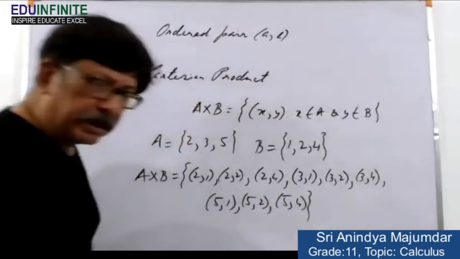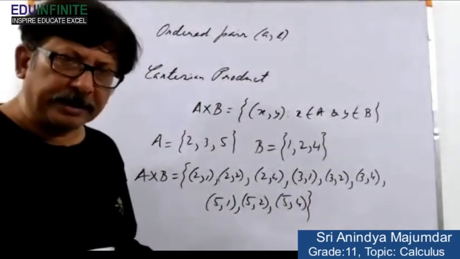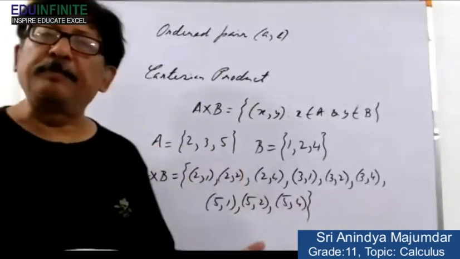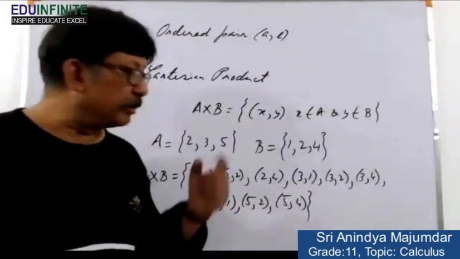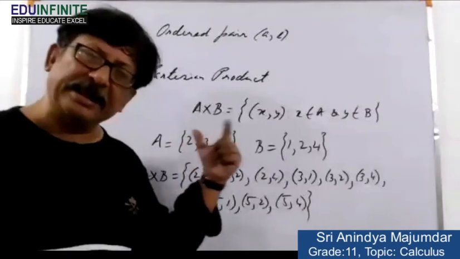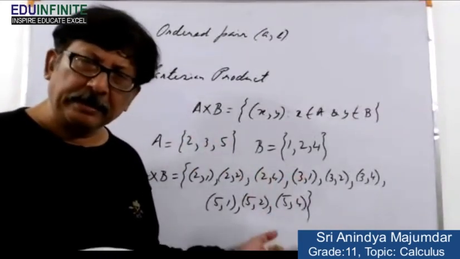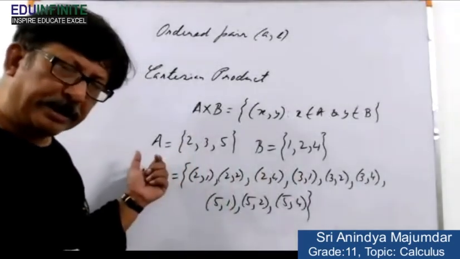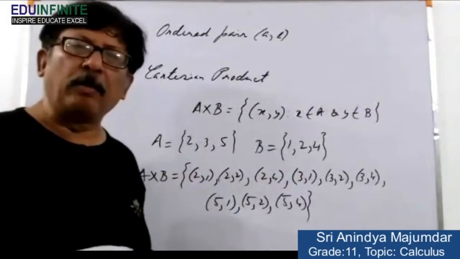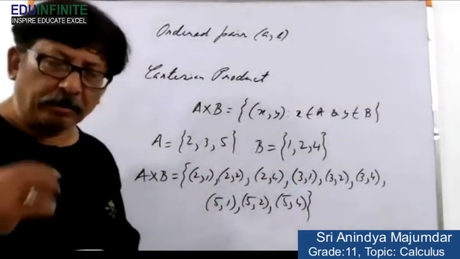Now, certain observations. First of all, I mentioned that both the sets will be non-empty sets. If one of them is empty, then the ordered pair cannot be formed. Because if the second set is empty, there will be no contribution from the second set, or if the first set is empty or null set, then there will be no contribution. Nothing from a 1 doesn't make any sense. It will not be an ordered pair. That is number 1.